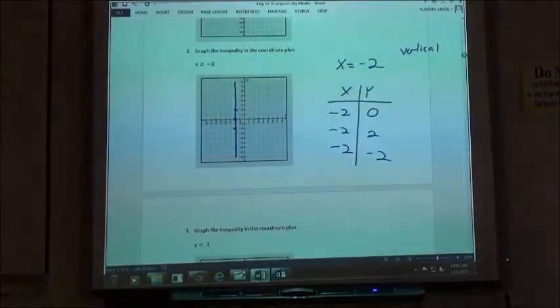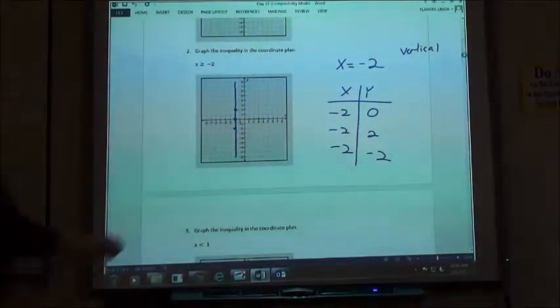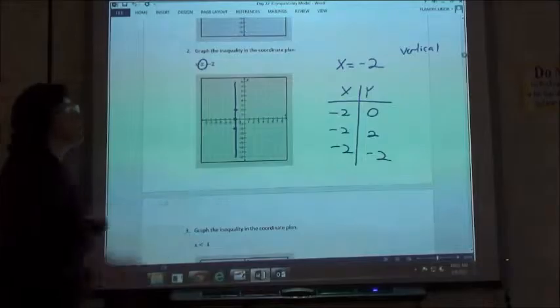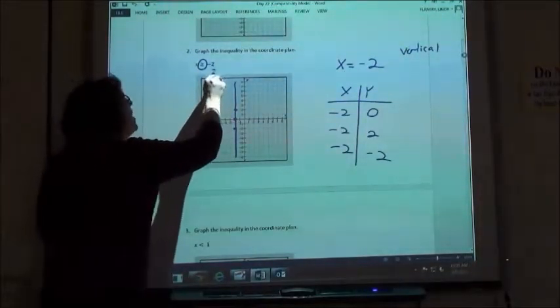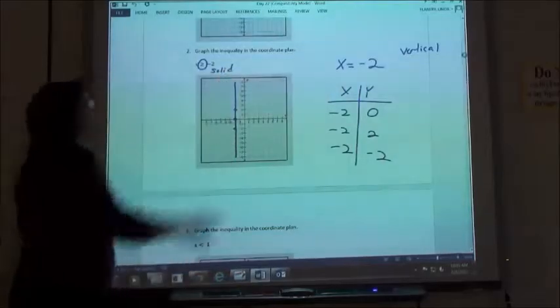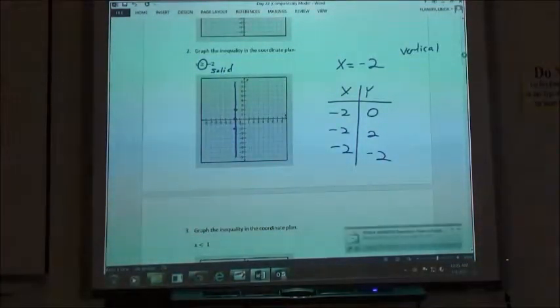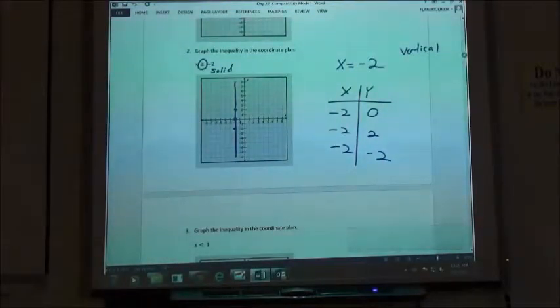So in this one, when I look at my inequality symbol, this one does have the equal to bar underneath my inequality, so this line is going to stay solid instead of being a dotted line. Then I have to do my shading. I'm looking at my x values. I want my x values to be greater than -2, so should I shade on the right or the left of that line? To the right, right?